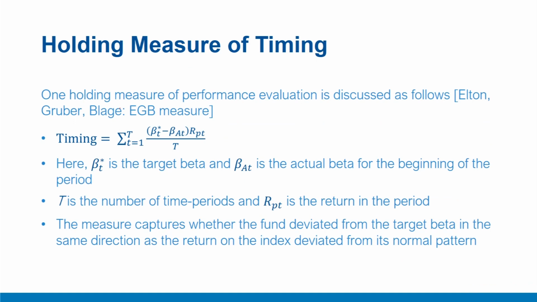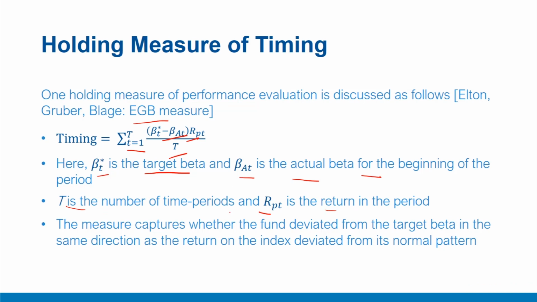A very simple and intuitive holdings measure of timing is the Elton-Gruber-Blake measure or EGB measure. The formula is simple: summation t equal to 1 to T of (beta at minus beta t star) into rpt, divided by T. Here beta t star is the target beta, beta at is the actual beta at the beginning of the period, T is the number of time periods, and rpt is the return for the period t.